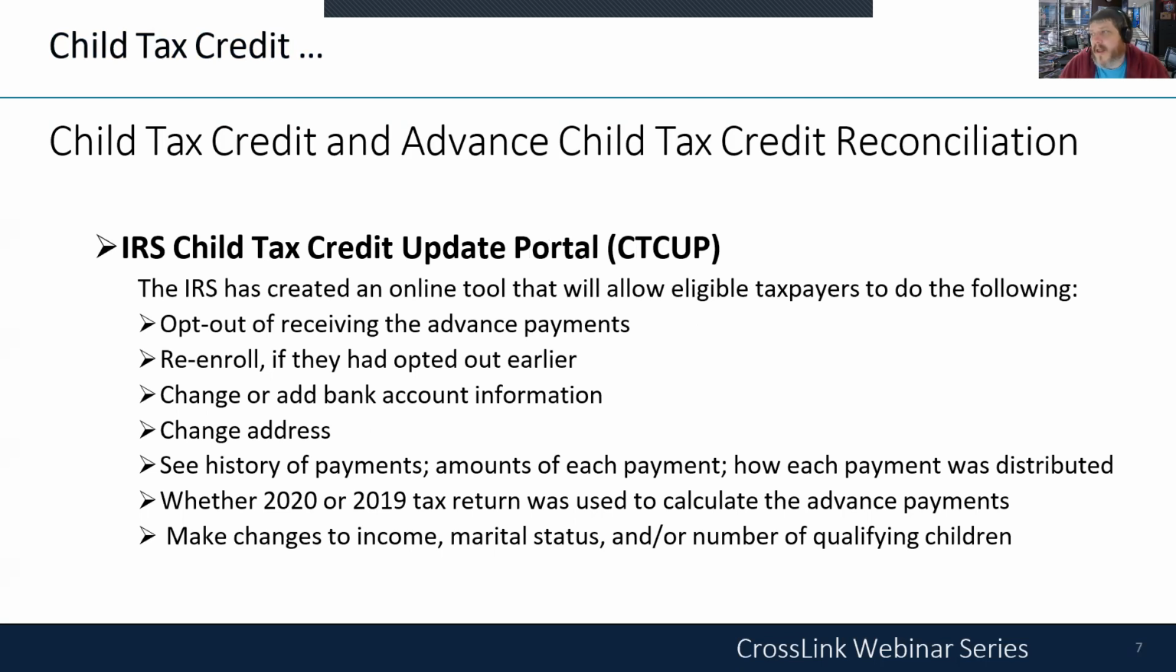The IRS created an online portal, which we call CTC UP, the child tax credit update portal. It gave taxpayers the ability to opt out of receiving the advance payments, change bank accounts, change address, see history, determine which tax year was used to calculate the advance payments, as well as make any changes to income, status, number of qualifying children. A lot of taxpayers probably did not do anything with this, but those that did would have gone through a secure authentication process via ID.me, and we'll talk about that specifically in just a minute.